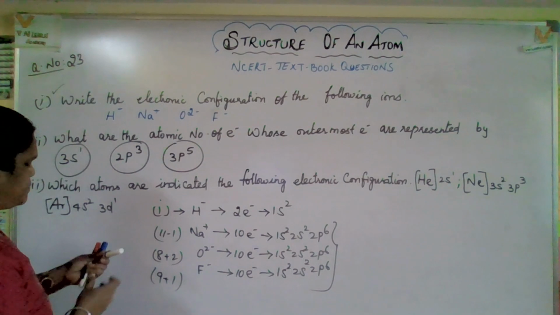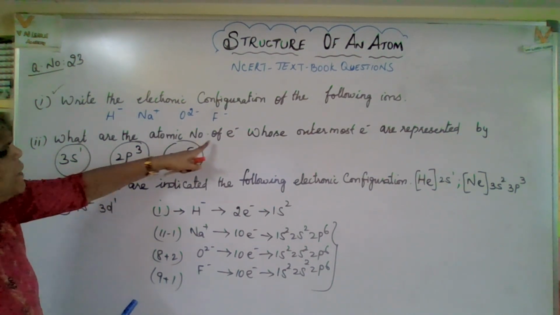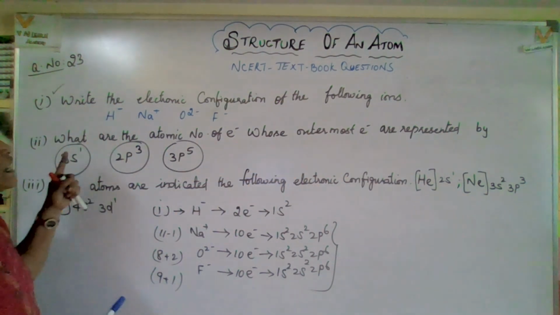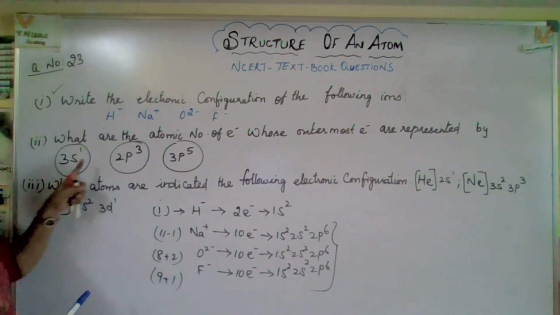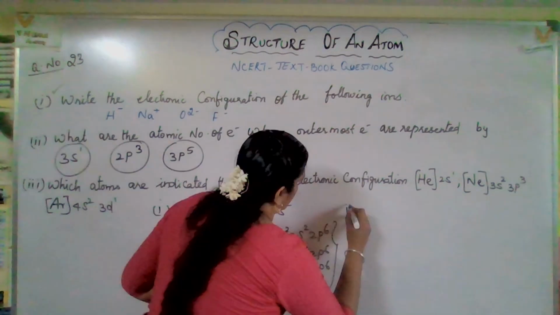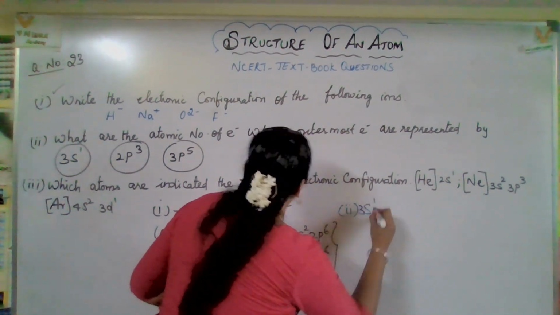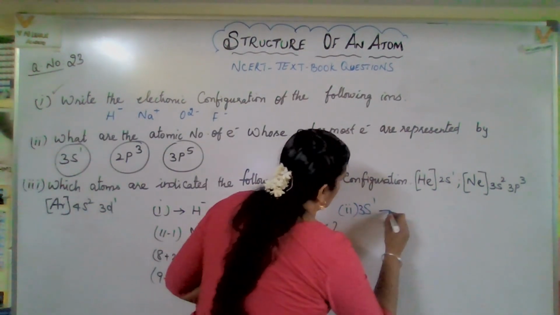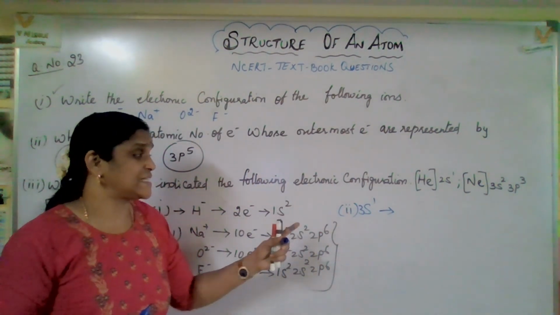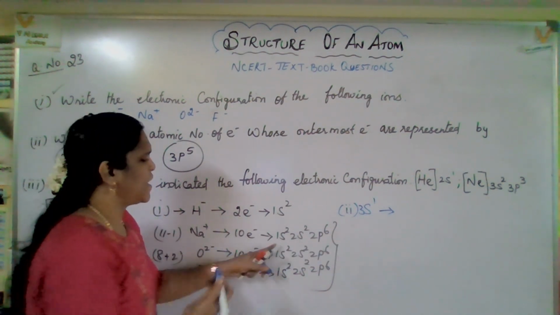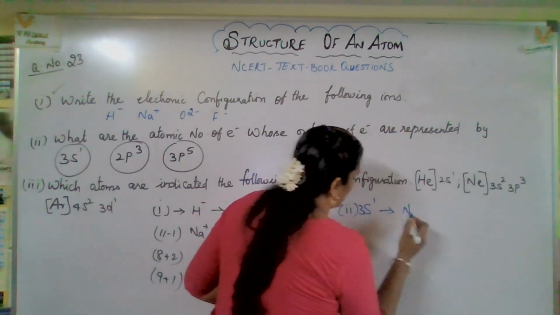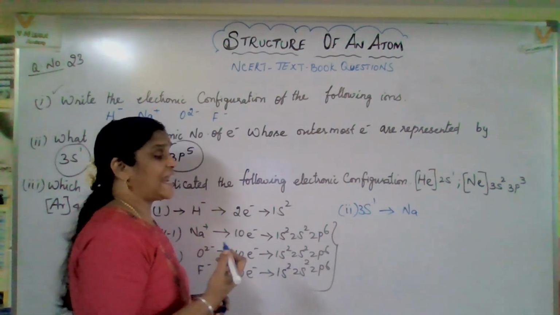Now the second one. What are the atomic numbers of the elements whose outermost electrons are represented by 3s1, 2p3 and 3p5? Second question, 3s1. So 3s1, what it is? So 3s1 generally 1s2, 2s2, 2p6. Here 3s1 naturally 1s2, 2s2, 2p6, 10 electrons. So here 11 electrons will be available. In that way we can identify.